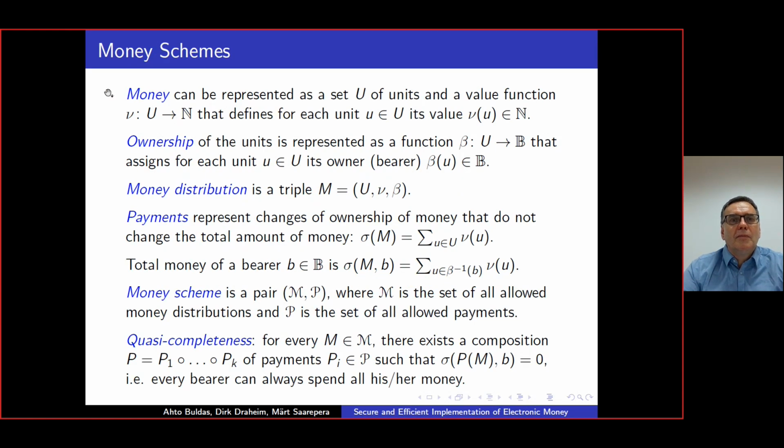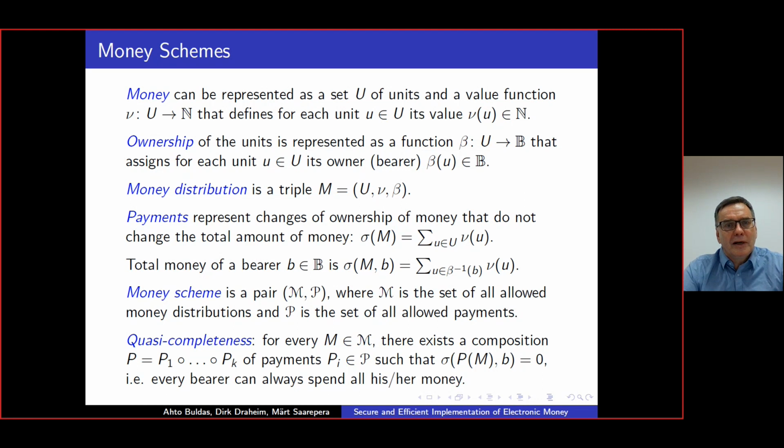Okay, so let's start from money schemes. Money itself can be represented as a set U of units of money, and a value function nu, which defines the value of every unit. We have ownership of units. It's a function beta, which assigns to each unit u its owner beta(u). If we have the set U of units, we know how valuable the units are, and we know by whom they are owned. We have the so-called money distribution.